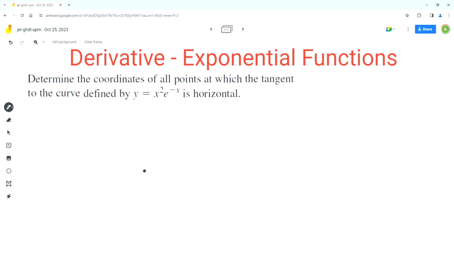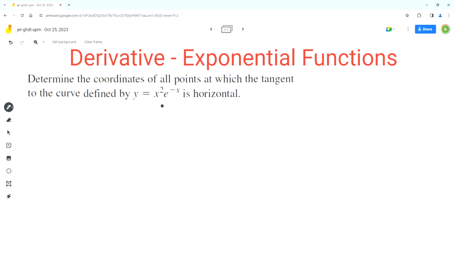So in this video, we'll solve this problem based on the concepts of derivatives for exponential functions. As per the problem, determine the coordinates of all points at which the tangent to the curve defined by y equals x squared times e to the power negative x is horizontal. So we have to find the coordinates of the points at which the tangent is horizontal to this curve.